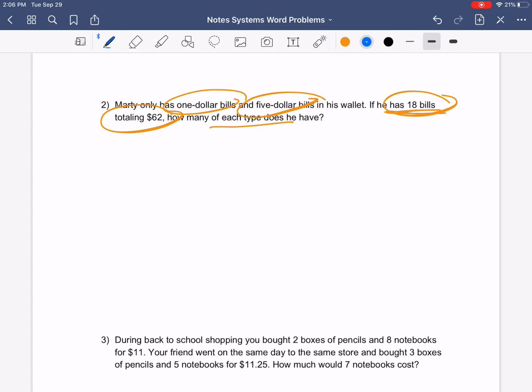So when I define my variables, it's what he has. He has $1 bills, so maybe I call those X. He has $5 bills. This part's important because if you don't label them and then you create your equations and forget which is which, you might get messed up when you're answering. Remember that a $1 bill is worth $1 and that a $5 bill is worth $5.